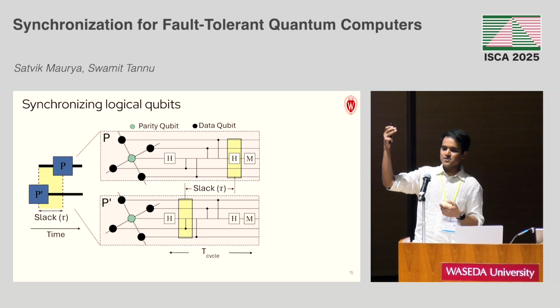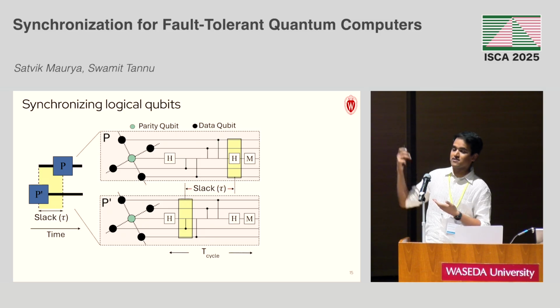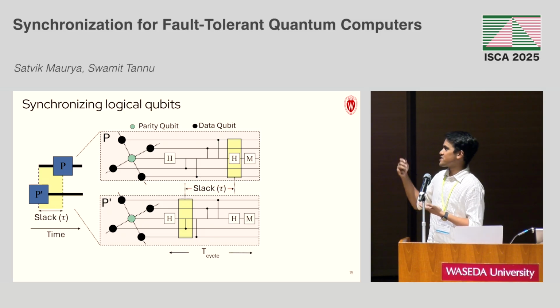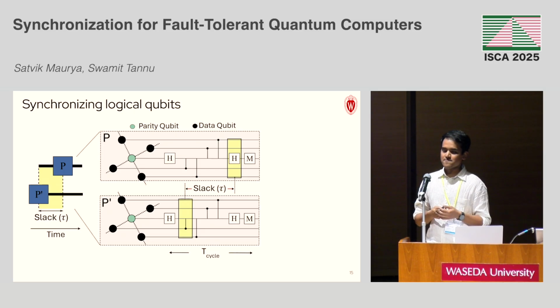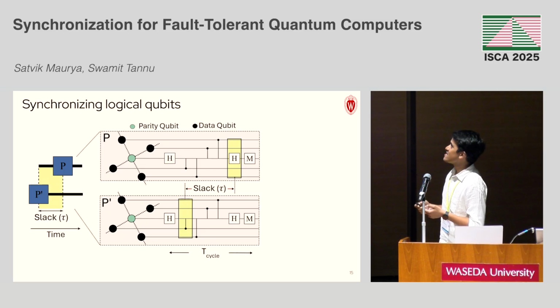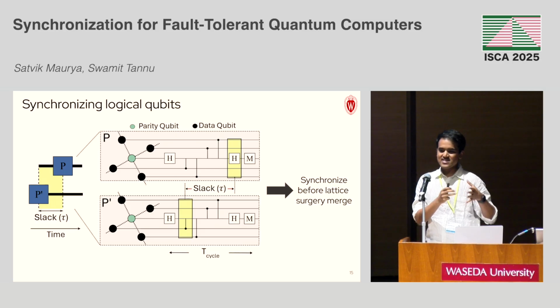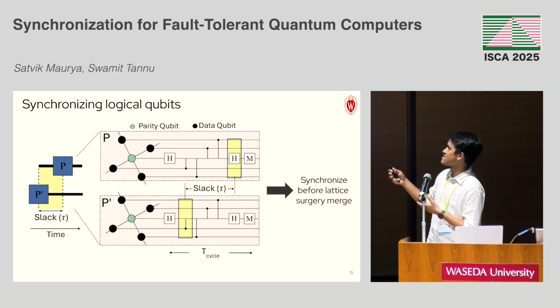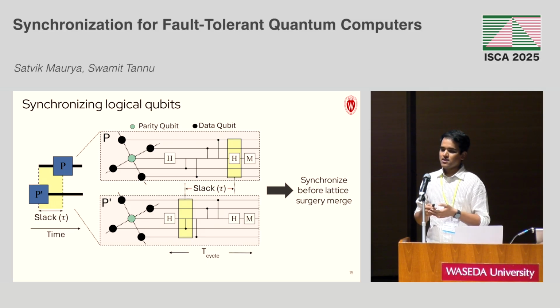Physically, what this slack looks like is a difference in the execution phases of the two logical qubits. So patch P, for example, is maybe in its final layer of Hadamard gates, while patch P prime is in the first layer of CNOT gates in its syndrome generation cycle. And our goal is to go from this desynchronized state into a synchronized state so that we can do a lattice surgery merge operation between P and P prime.